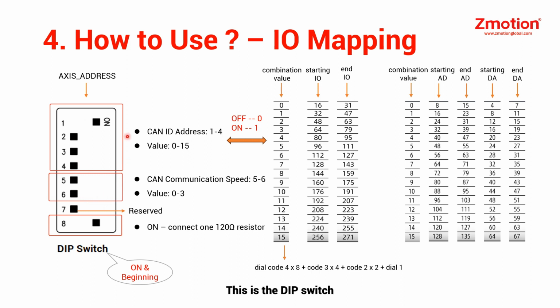This is the DIP switch. It can be seen there are 8 switches, on or off. 1, 2 for CAN ID. They are for I/O address mapping. The values are 0 to 15. 5 to 6 are CAN communication speeds. The values are 0 to 3, which means there are 4 kinds of speeds. 7 is for reserved.